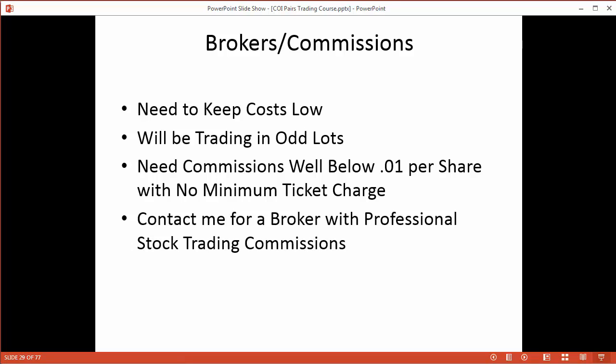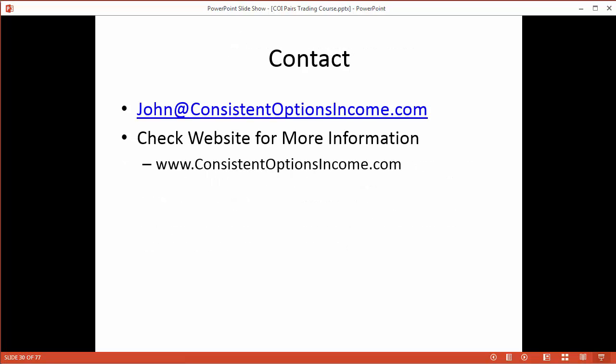And so having the proper commission structure is going to be important, so that we don't waste money on our activity with our broker. We need commissions that are well below 1 cent per share, and we don't want a ticket charge. We don't want a minimum ticket charge. So if for some reason you can't get these kinds of rates from your broker, please contact me and I will try to set you up with a broker where you can get some professional stock trading commissions.